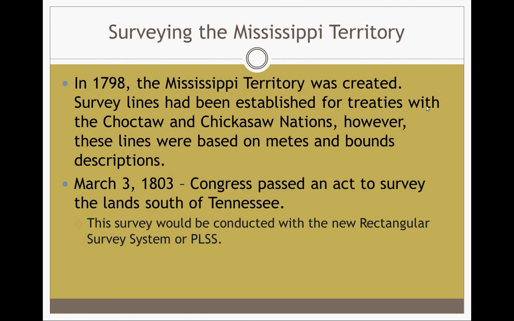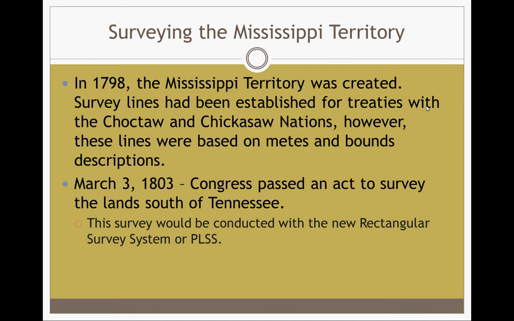Now, in 1798, the Mississippi Territory was created, but survey lines had been established through treaties with the Choctaw and Chickasaw nations. But these lines were based on metes and bounds descriptions and just agreements. Some of this was just, okay, you stop here at this creek and that's where we're going to call the line. But this wasn't a good method of measuring land. We knew this at the time, but that's the way that the Indians defined their land.